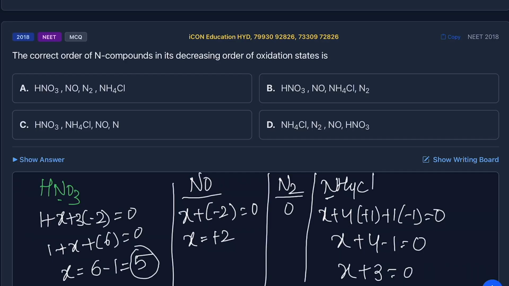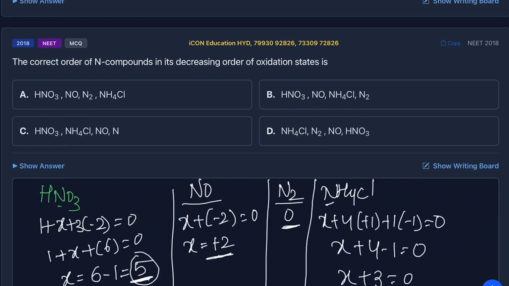So the correct decreasing order is: first HNO3, which is 5. Next after that NO, which is +2. Third is our N2, that is 0. Fourth is NH4Cl, the least, minus 3. So our correct decreasing order is HNO3 5, NO +2, N2 0, NH4Cl minus 3.